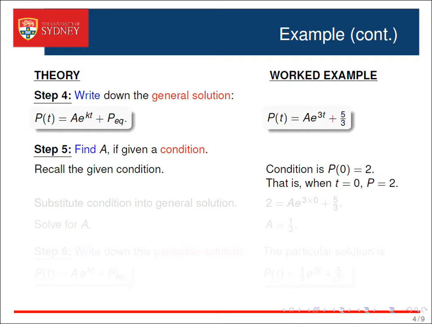Since we want to find a particular solution, we need to identify the arbitrary constant a, using the provided condition. This is step 5. What is the given condition? For our example, it's p(0) is equal to 2. This means that when t equals 0, p equals 2. Graphically, this means we seek a special exponential curve that goes through the point (0, 2).